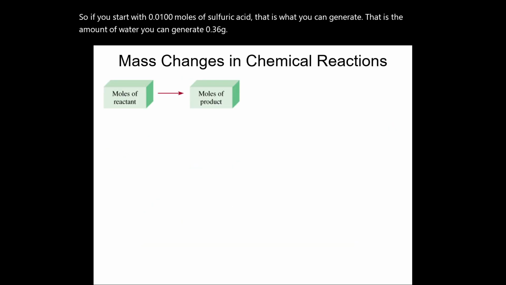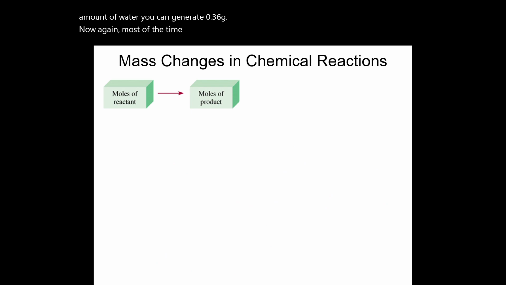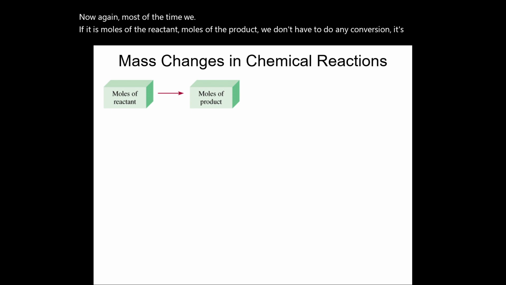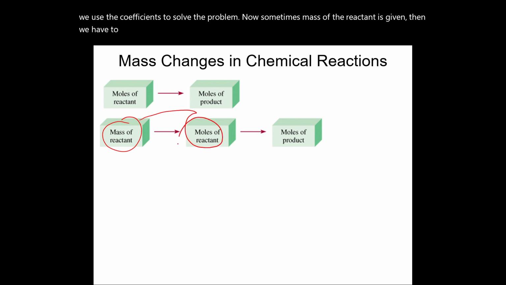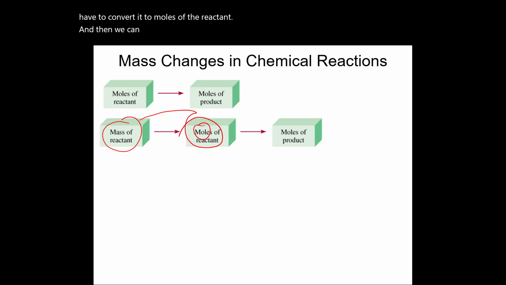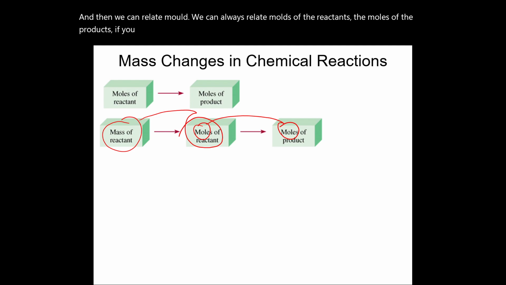Now, again, most of the time, if it is moles of the reactant and moles of the product, we don't have to do any conversion. We just use the coefficients to solve the problem. Sometimes the mass of the reactant is given, then we have to convert it to moles of the reactant. And then we can relate moles. We can always relate moles of the reactants or moles of the products.